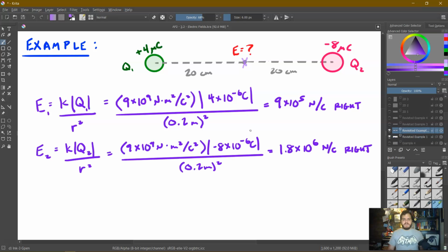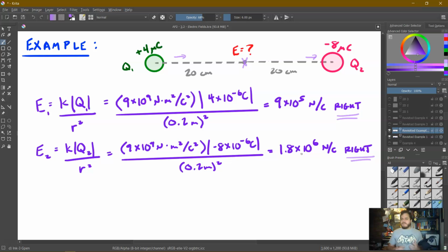The only thing that's really going to be different is instead of having 4 times 10 to the minus 6, I'm going to have 8 times 10 to the minus 6 because the negative goes away with the absolute value. And I get 1.8 times 10 to the 6 newtons per coulomb. But it is also to the right, because a positive test charge would be pushed away from the positive charge, but towards this negative charge. So both charges are causing a test charge to go toward the right.